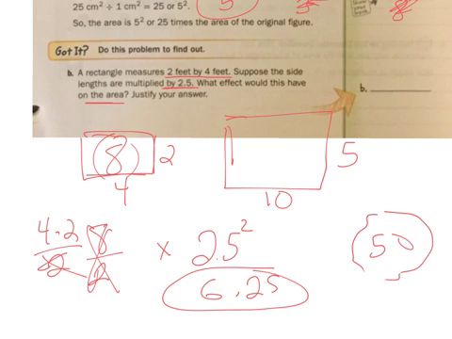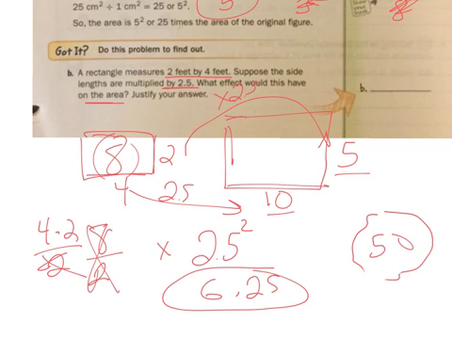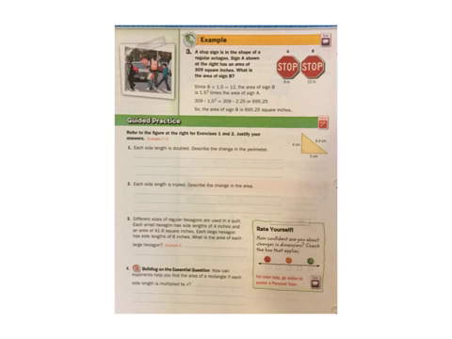Okay, so now when I do 2 times 2.5 and 4 times 2.5, I get 5 and 10. Base times length equals 50. So I was right. Okay. All right, a little confusing, kind of a mess. Let's keep going.